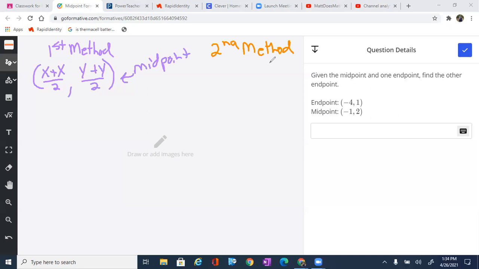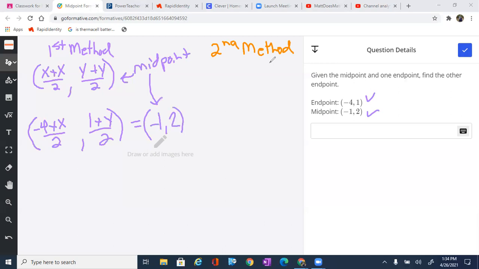The problem with this situation is we are given an endpoint and we are given a midpoint. So when we set this up, we actually have, for example, -4 plus x over 2, and we have 1 plus y over 2, and that is going to be equal to our midpoint, which is -1, 2. So at this point, we don't have the endpoints. The x and y that is missing is the second endpoint.